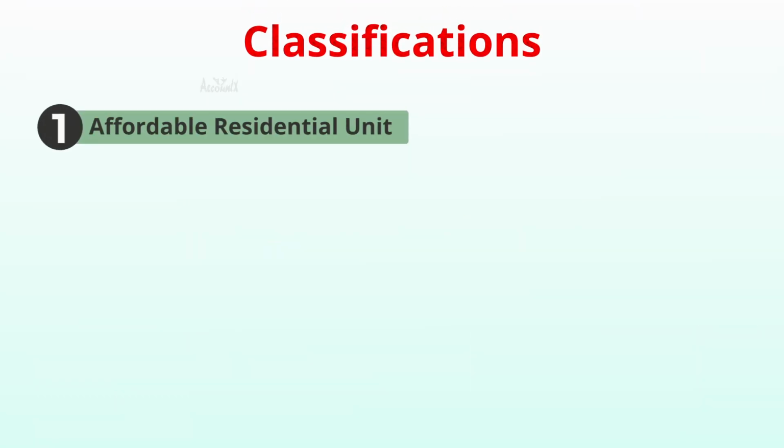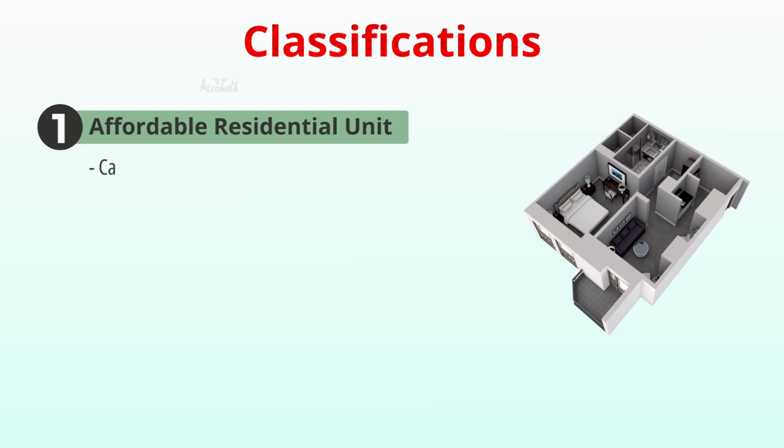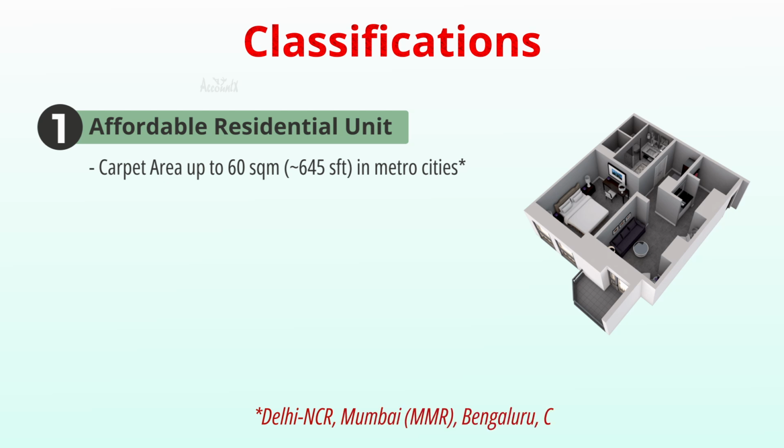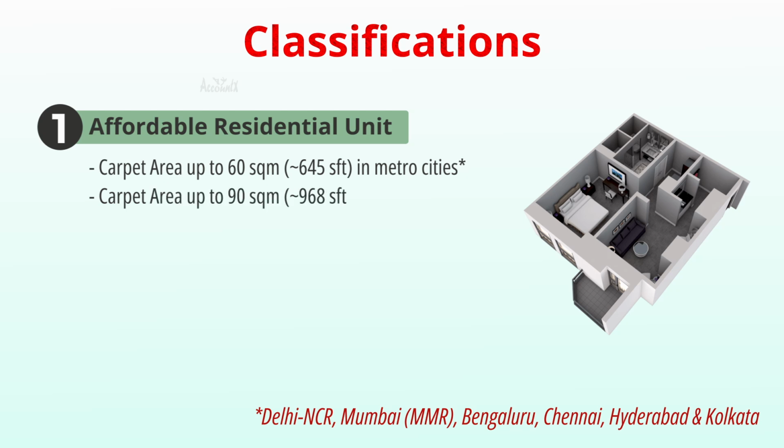Before we jump into discussing this roadmap in detail, let's talk about certain classifications because understanding these classifications is crucial for applying correct GST rates. 1. Affordable residential unit. This is basically an apartment with carpet area up to 60 square meters, about 645 square feet, in metro cities like Delhi NCR, MMR, Bengaluru, Chennai, Hyderabad and Kolkata, or carpet area up to 90 square meters, about 968 square feet, in cities other than metro cities.